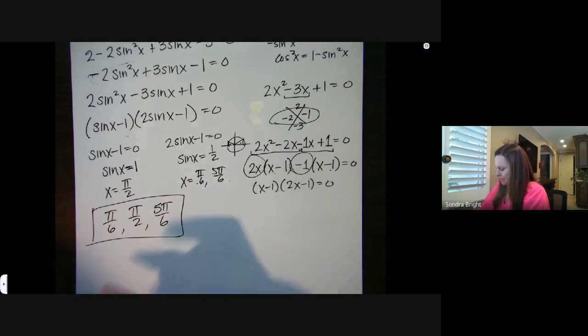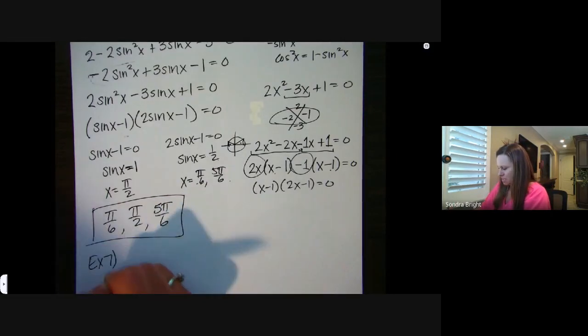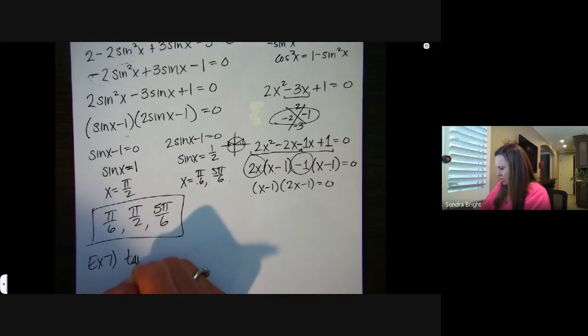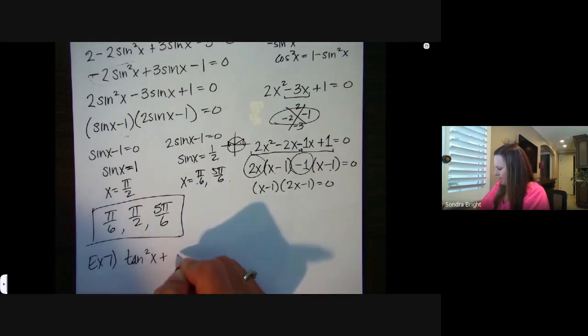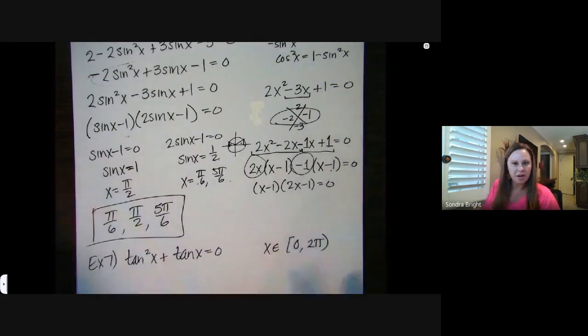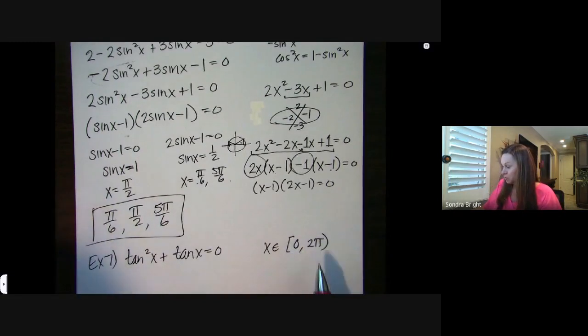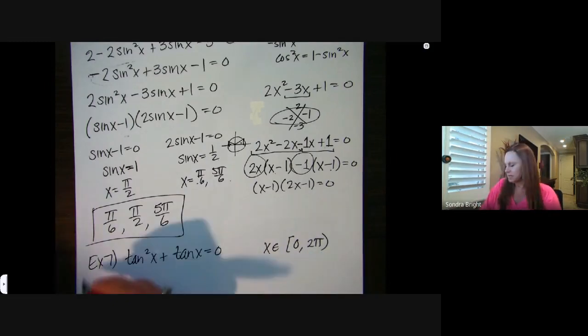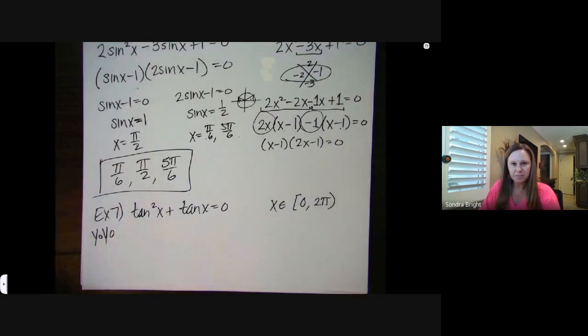One more. Tangent squared plus tangent equals 0. And we're going to go over the domain from 0 to 2 pi, including 0, but not including 2 pi. And that means radians also. You know what? Try it on your own, because this one's a fairly straightforward one also. Pause the video at this point, try it on your own, and then come back to me.